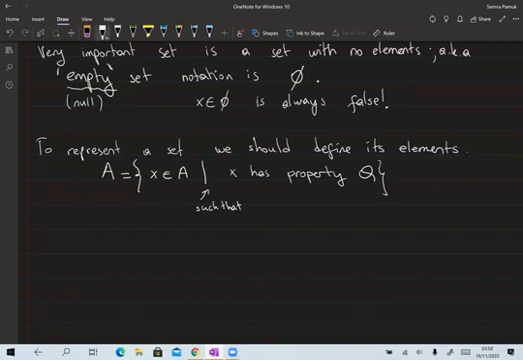You should learn how to read this set notation: X in A and X has this property. For example, a very simple one. Let's say N, an infinite set. Let's say, for example, X is an integer such that X is even.